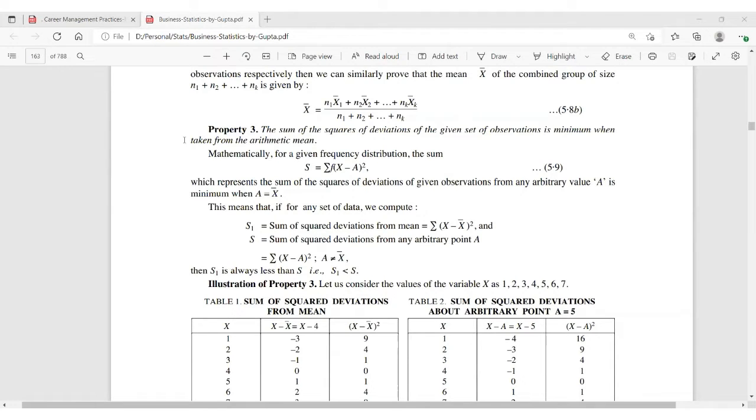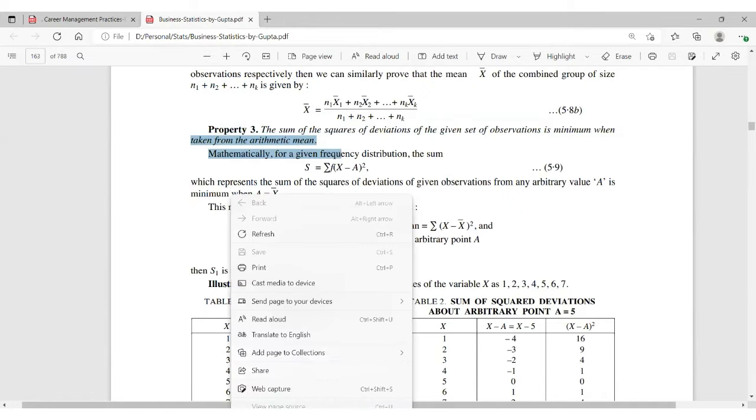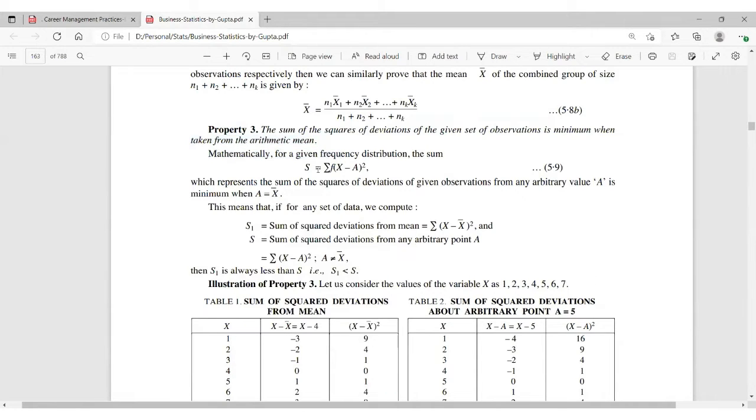Okay. Property 3. The sum of the squares of deviations of the given set of observations is minimum when taken from the arithmetic mean. That is, the summation of x minus x bar whole square is minimum.